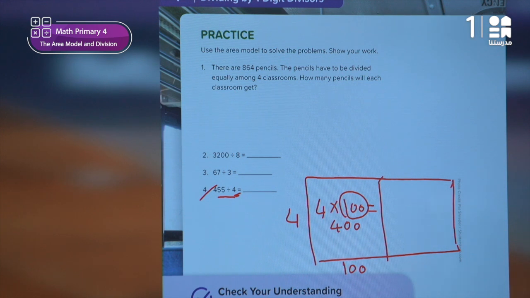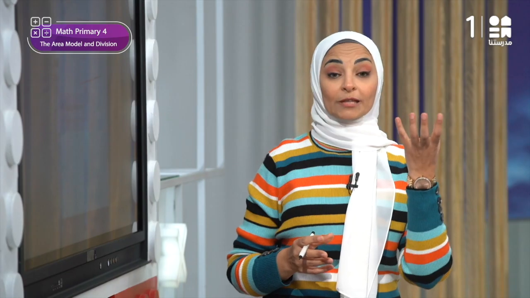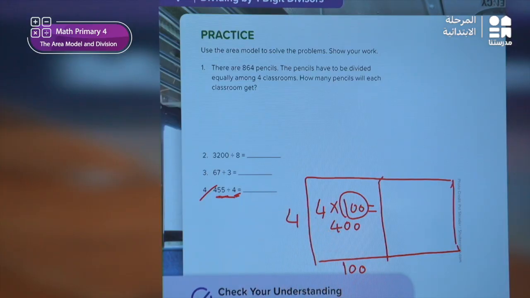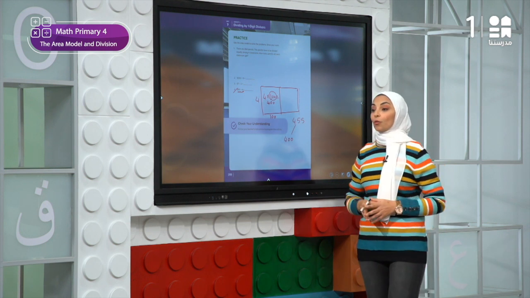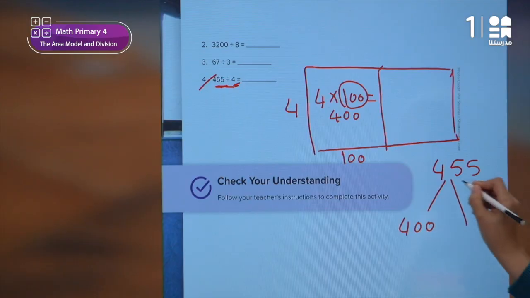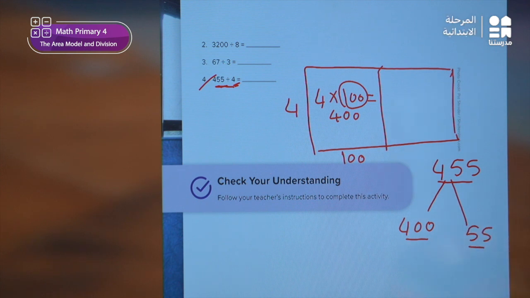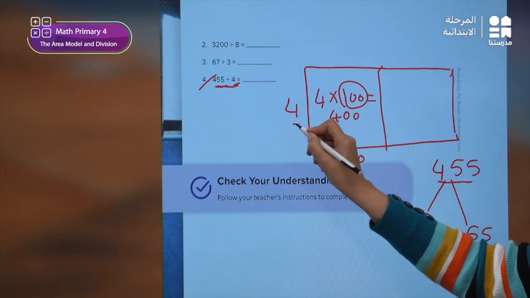And then the second part, what should I do? Now I want to know what will be left to the dividend. So what will I do? I will subtract the 400 from 455. So now I have 455. I will subtract 400 from 455. So the answer or the number which is left is 55, right? So I will divide 455 into 400 plus 55. Then what should I do? Yes, now I want to divide 55 by 4.